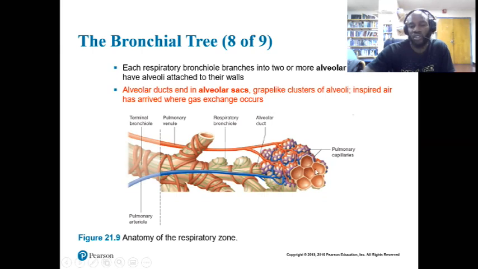If you cut it open, this is what it will look like, and that's where your gas exchange happens. So terminal bronchioles end the conducting zone. Then we go into the respiratory bronchioles, which lead to the alveolar ducts, which lead directly to the alveoli, which are the air sacs, where oxygen and carbon dioxide are exchanged.